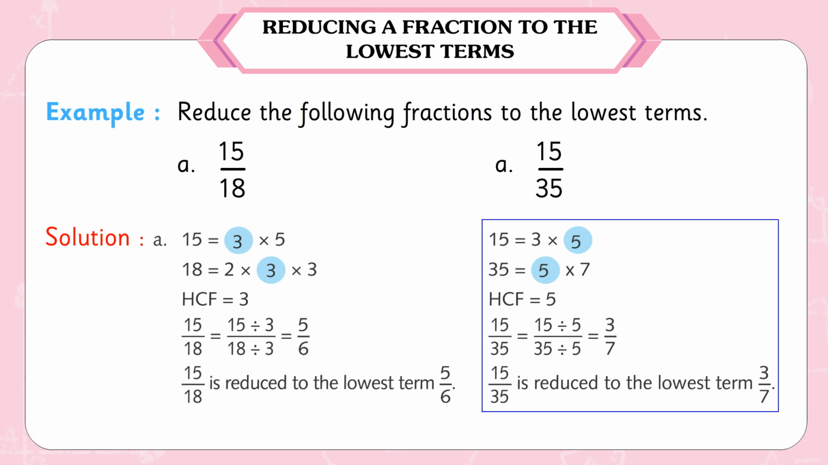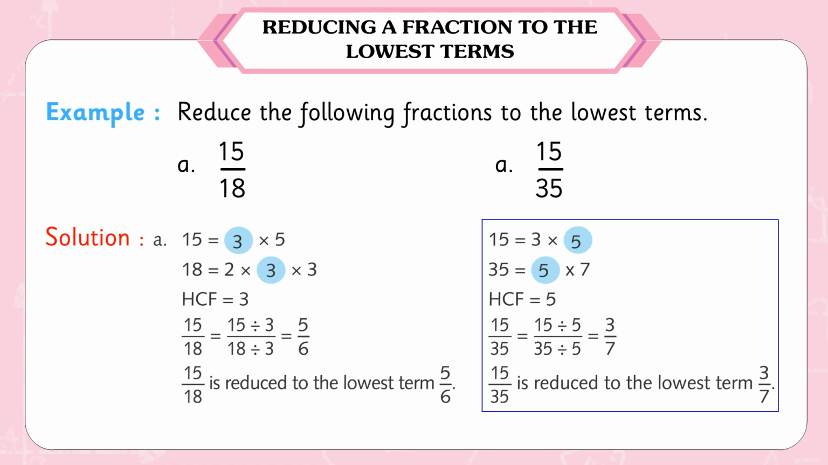B. 15 by 35. 15 is equal to 3 into 5. 35 is equal to 5 into 7. HCF is equal to 5. 15 by 35 is equal to 15 divided by 5 upon 35 divided by 5, which is equal to 3 by 7.